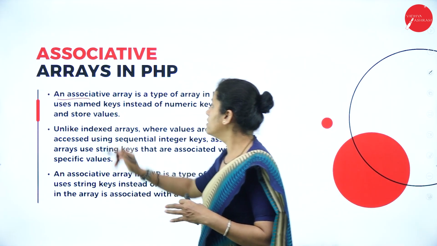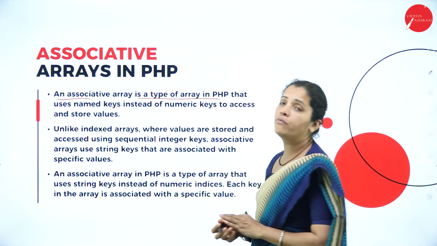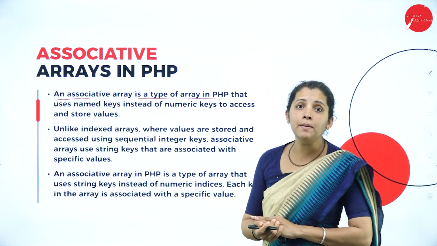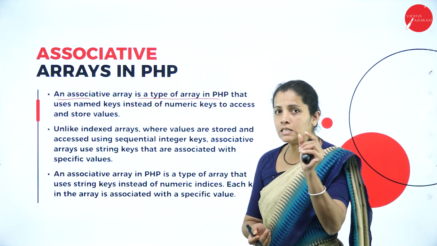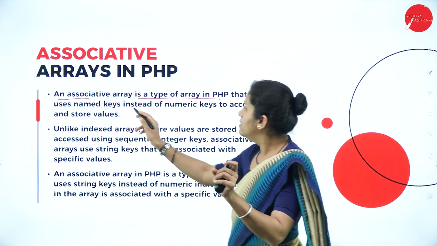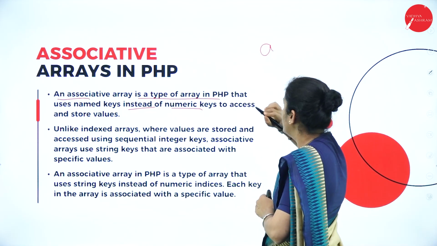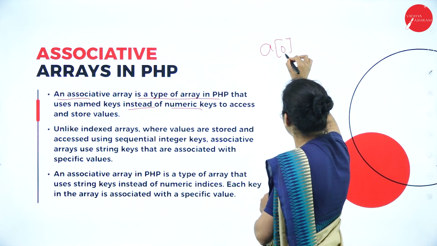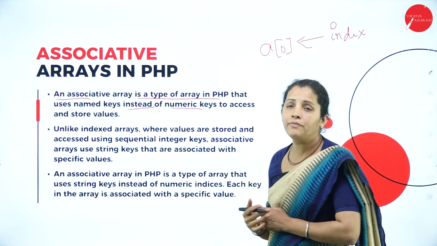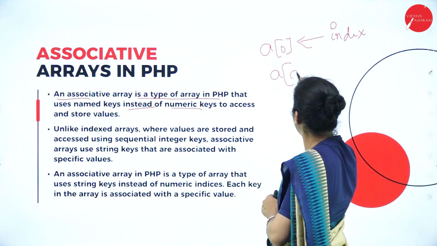So, an associative array is a type of array in PHP that uses named keys. So what is a named key? That's nothing but a string, a named key instead of a numeric key. So here, A of 0, in my indexed array. Suppose I consider an associative array, A array.